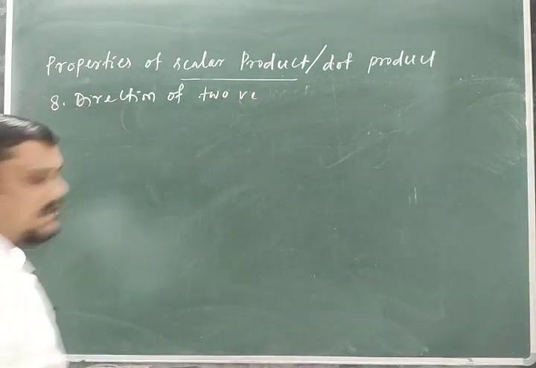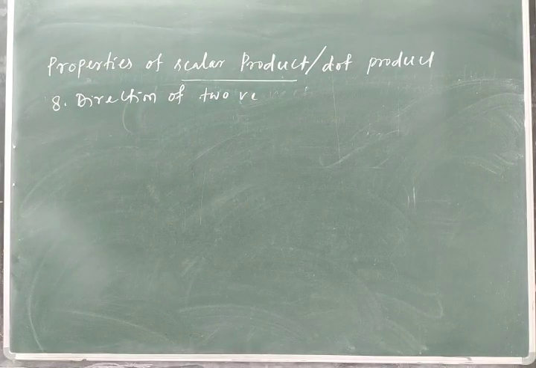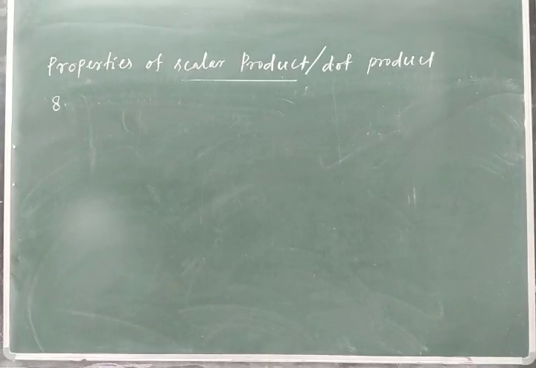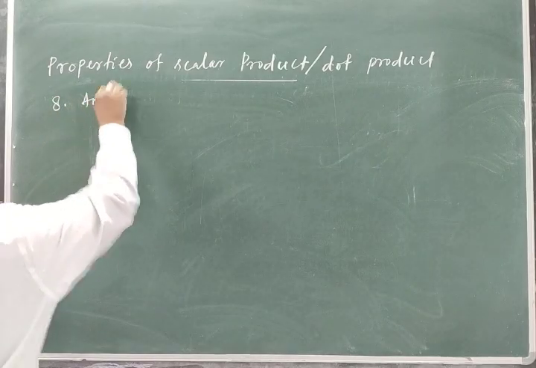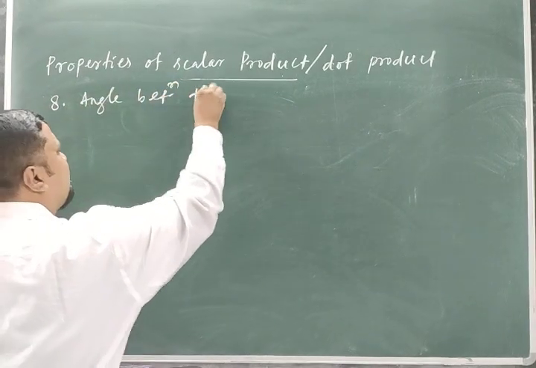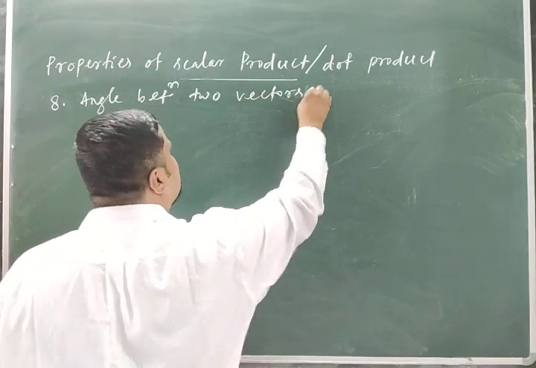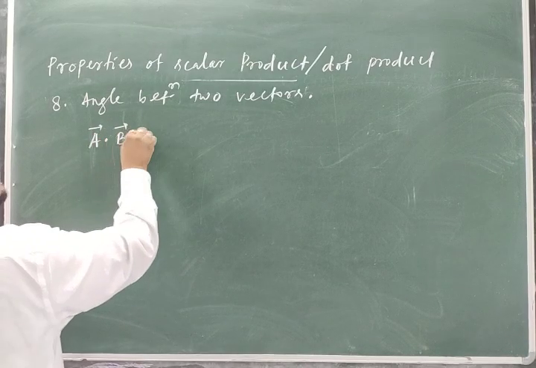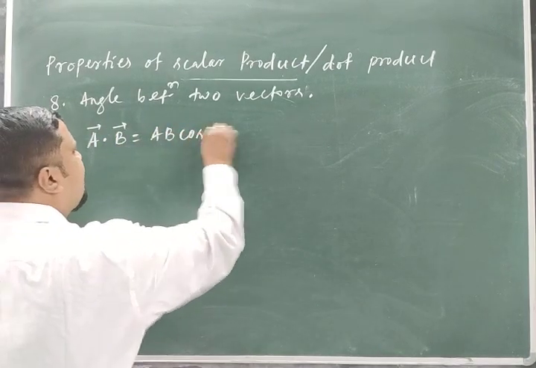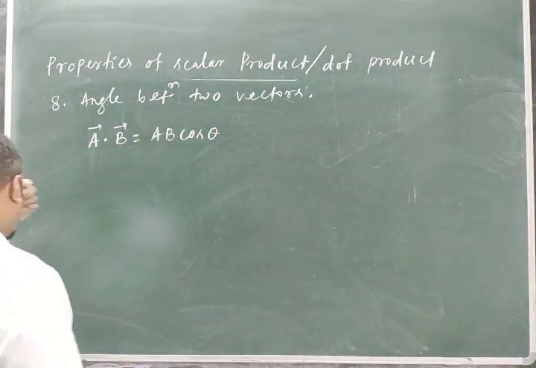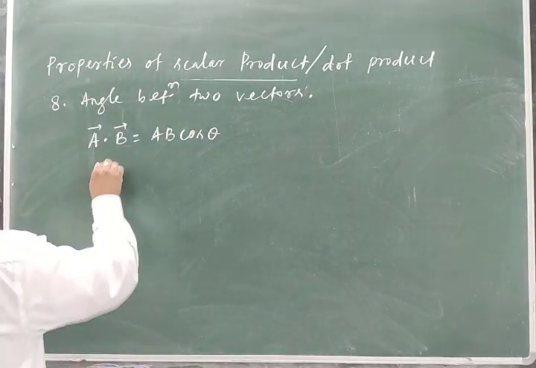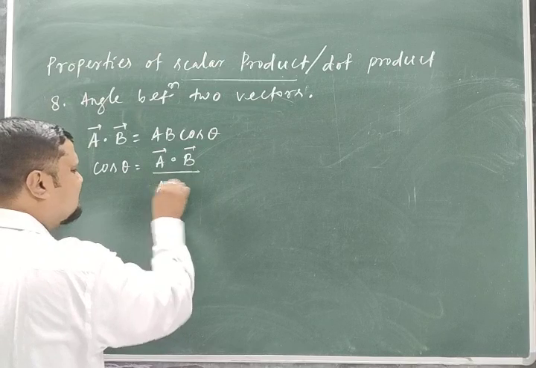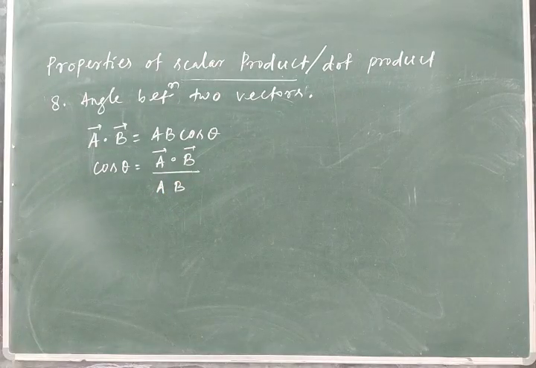Direction or angle between two vectors. Let me write this as angle between two vectors. How to find this? Angle between two vectors. As you know, A dot B is equal to AB cos theta. Suppose I ask you what is the angle between these two vectors, that is theta. So cos theta, we can write, is equal to A dot B divided by magnitude of A and magnitude of B multiplied. Isn't it?